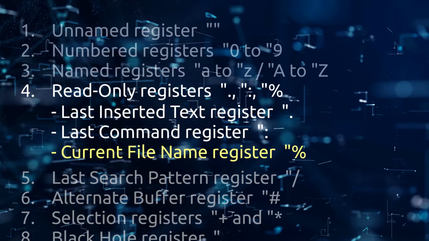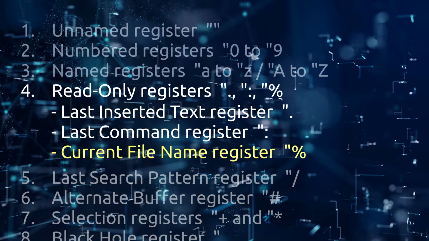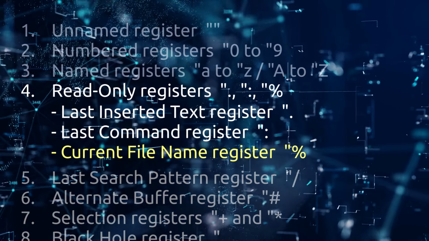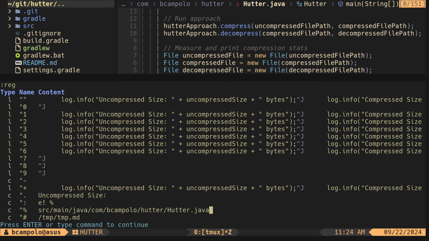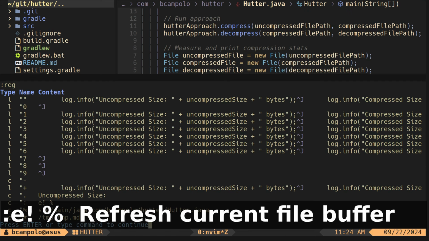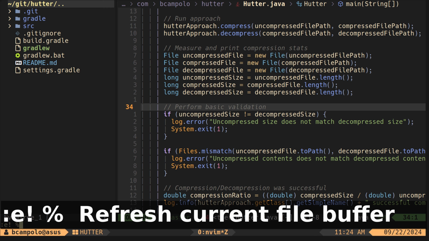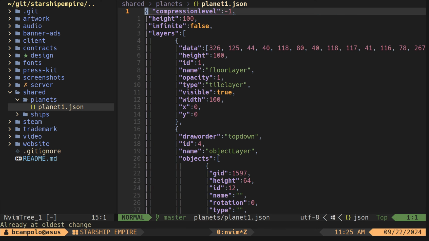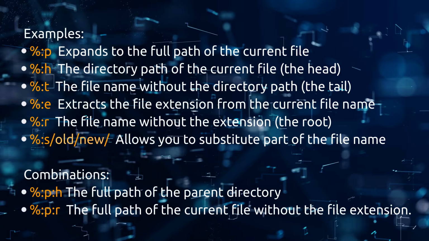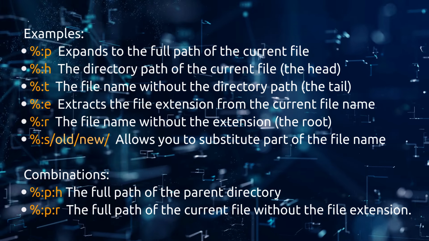The current file name register, represented by double quote %, holds the name of the current file being edited. This can be used with many different commands. For example, the E command followed by the % will reopen the current file. The command $!JQ will reformat the current JSON file with JQ. You can use this register anywhere that you want to inject the current file path into a buffer or command. You can also use the % with the following modifiers as well.